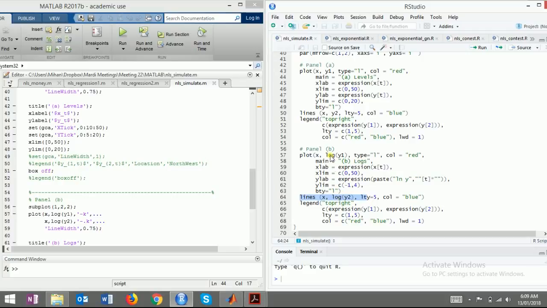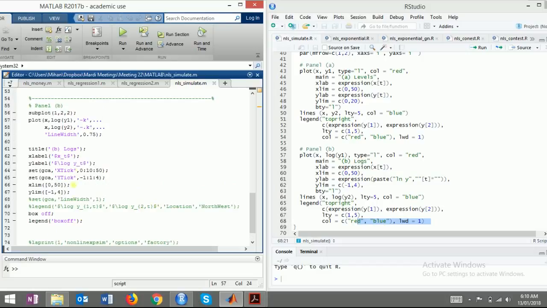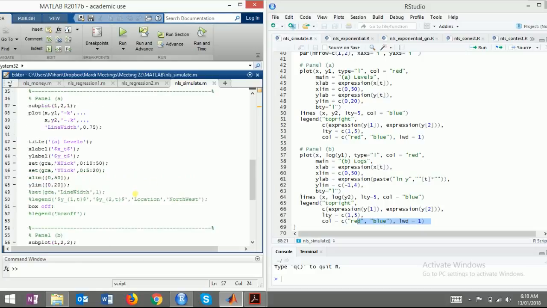We are joining two plots, log yt. The legend goes to the top right, with the expression of y1, y2, lines y1, y2, and lines log of y1, log of y2. That's all. There you go, so this is the first problem. It's very simple. Then comes the next problem.